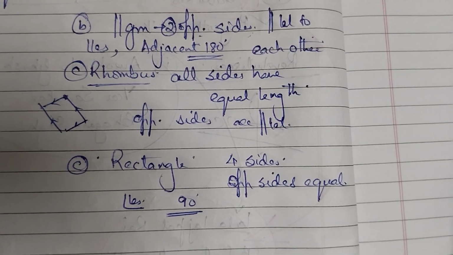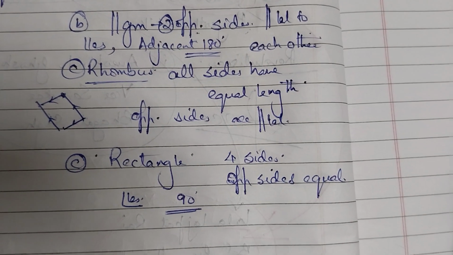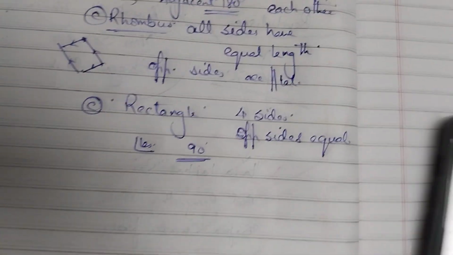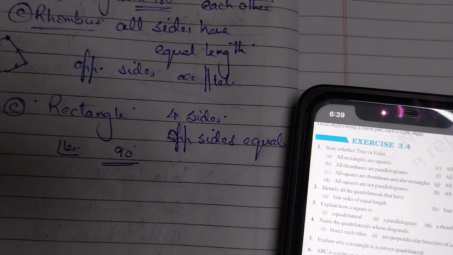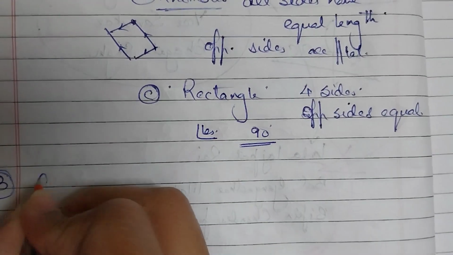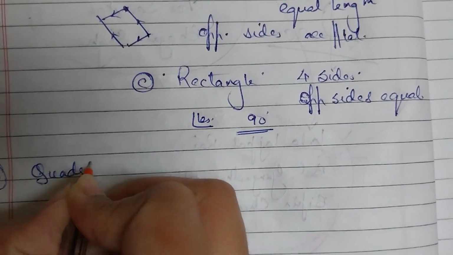Okay, so these are pretty much it that we have for these particular questions. After that it says, explain how a square is a quadrilateral. No, this is done. Name the quadrilateral whose diagonals bisect each other. Now the third one: I have to name such a quadrilateral.